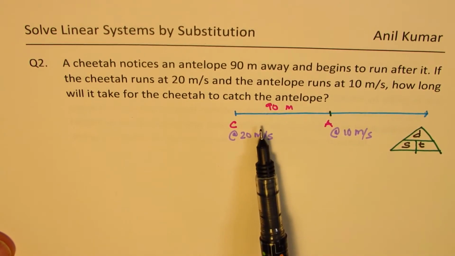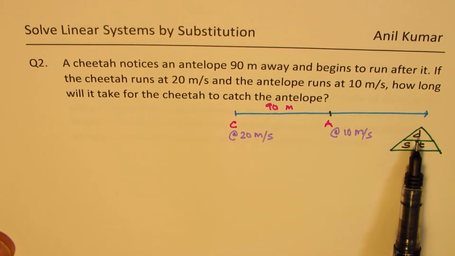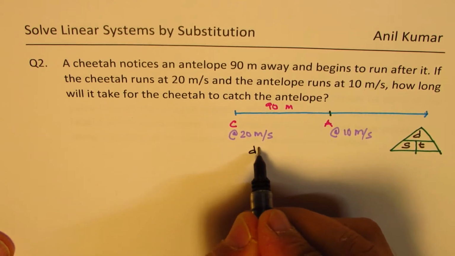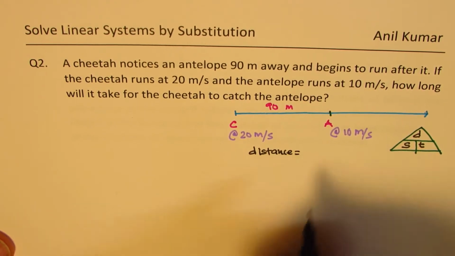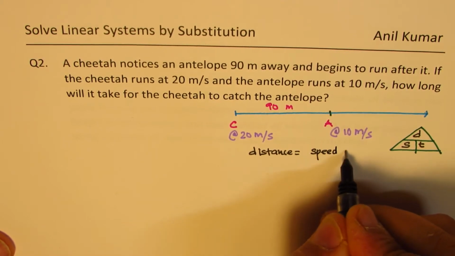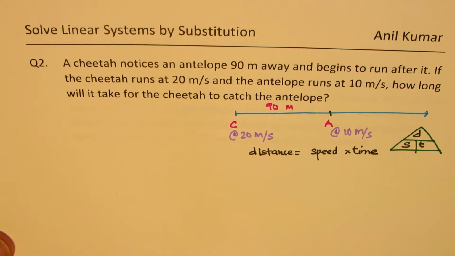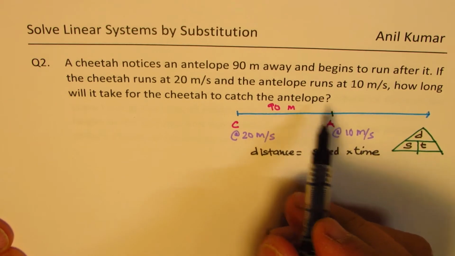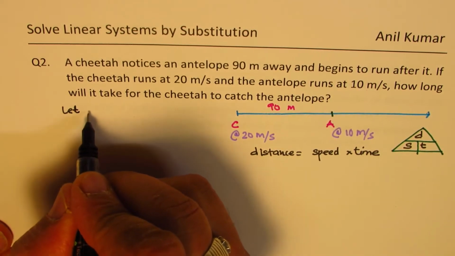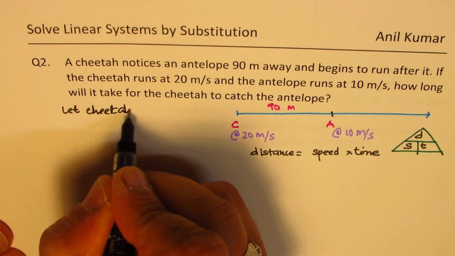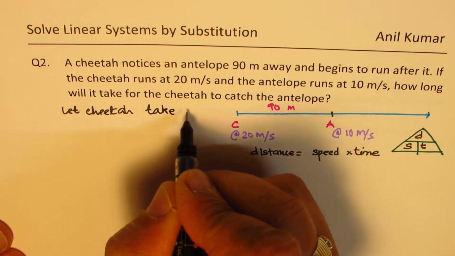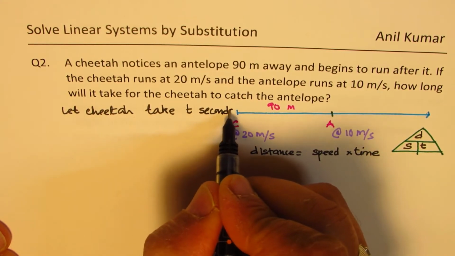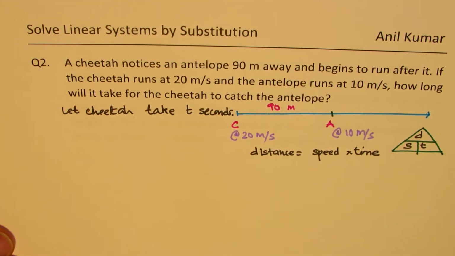When you're working with equations, it is a good idea to write the equation in terms of distance, right? So from here, we know distance d equals speed times time, right? So that is what it is. Now the question is, how long will it take for the cheetah to catch the antelope? So we'll say let cheetah take t seconds, right? So t seconds. We'll write the equation in terms of t.